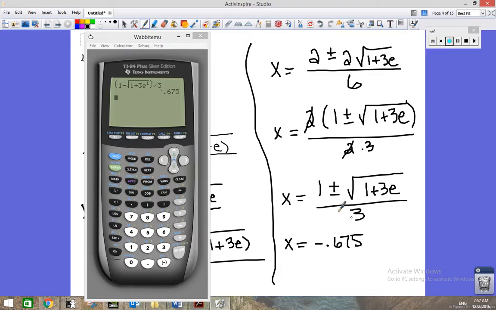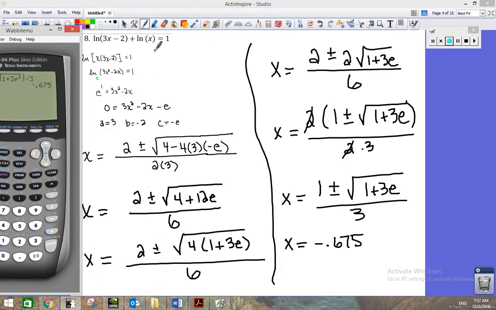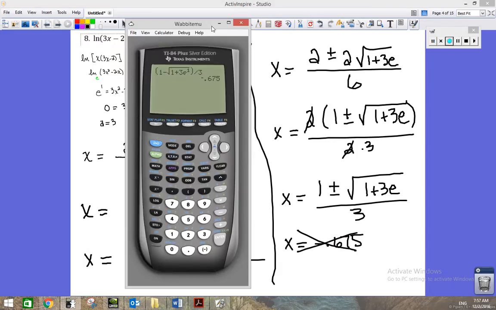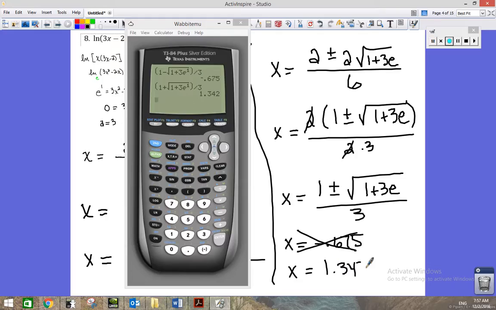And when I look to these terms here, I have the natural log of x. Well, I can't take the log of a negative number, so I know that's extraneous. So let's come back to my expression here. Change this to positive. Now, my other possible solution of 1.342.